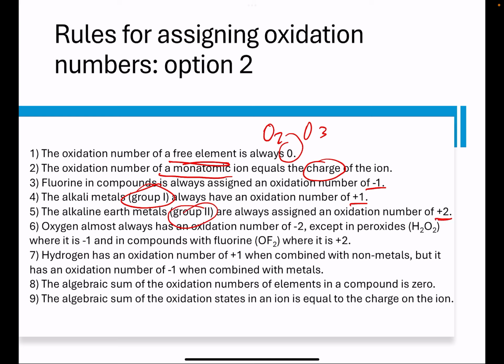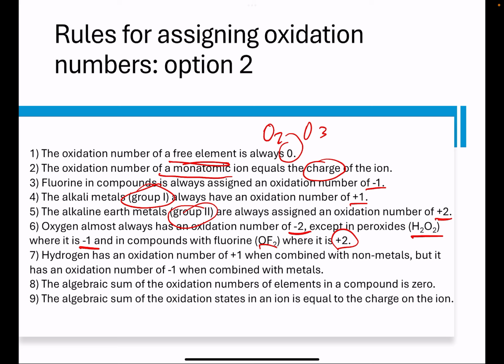Group 2 always assign +2. So group 1 is always going to be easy to find out, right? Same with the solubility. We know for sure group 1 is soluble, right? And a lot of group 2 are going to be soluble in the water as well. Oxygen almost always has -2, except in peroxide, or when it's with fluorine, when it's +2. So, yeah, a lot of exceptions about different things.